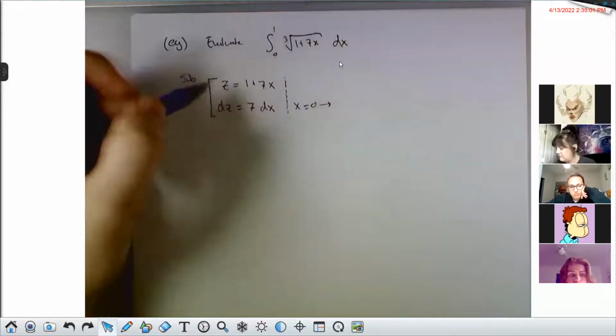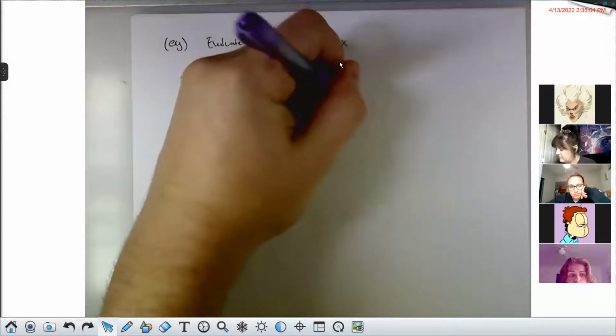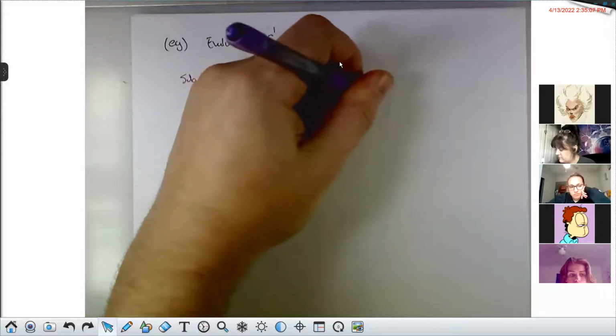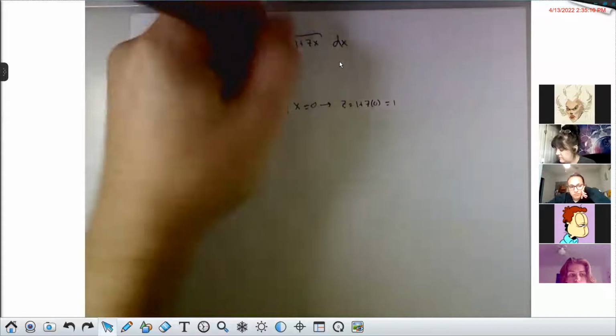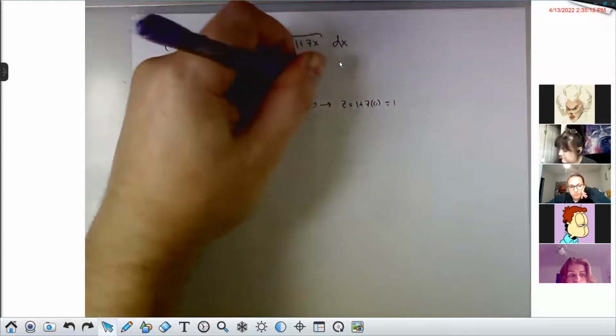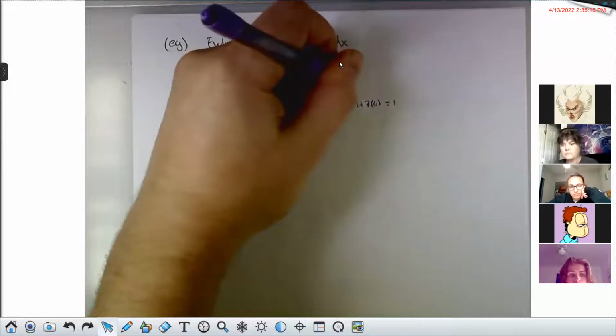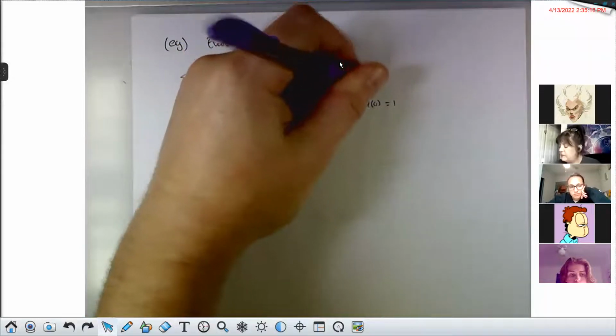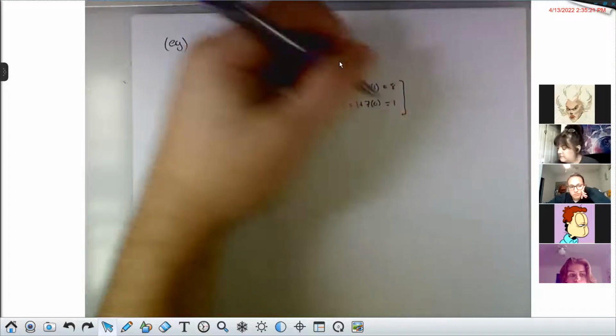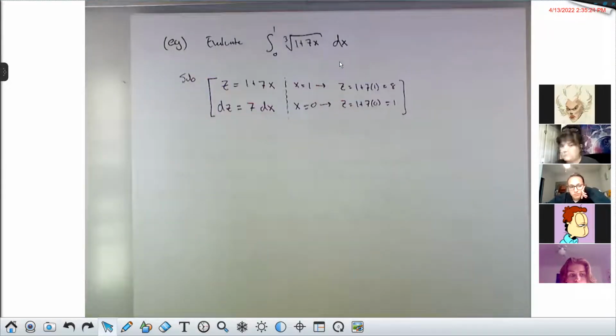When x is equal to 0, z would be 1 plus 7 times 0, which is 1. And when x is equal to 1, z would be 1 plus 7 times 1, which is 8. So the two things going on with this substitution, the coordinate transform here, we're moving to the right by 1 unit, and we're also stretching out by a factor of 7. I'm taking the interval 0 to 1, and I'm transforming it into the interval 1 to 8.